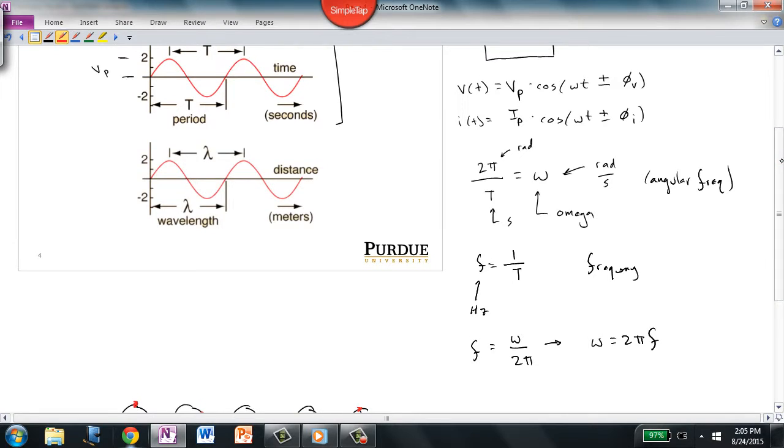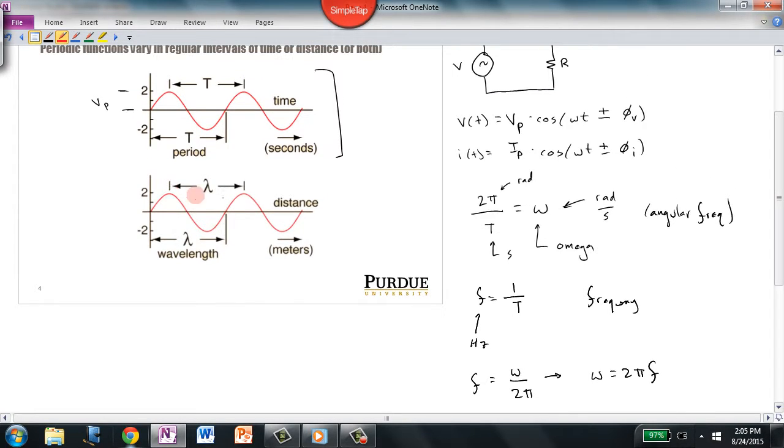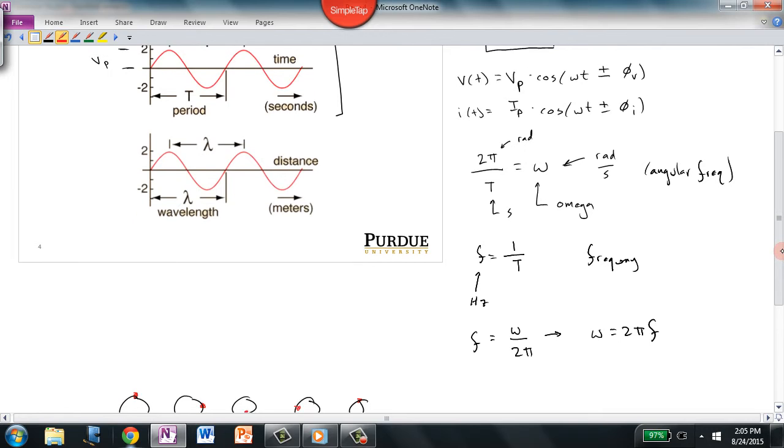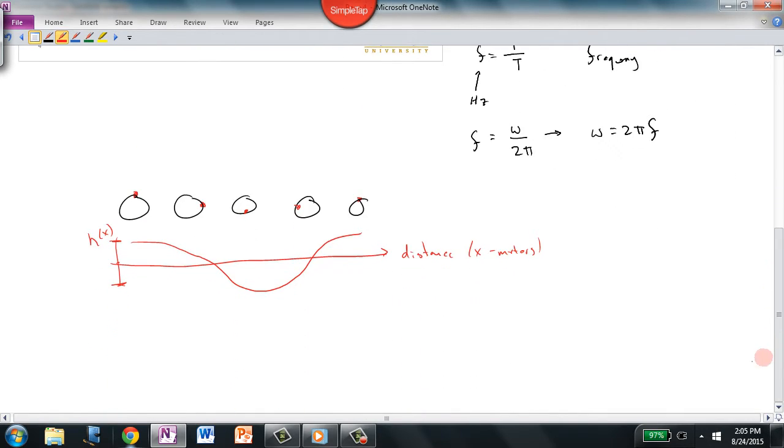And much like the period is the space between peaks of a time harmonic function, wavelength is the distance between two peaks in a distance dependent function. And the cosine function that we would write for that is h of x, the height of that point on the bicycle wheel, is whatever the peak height is, times the cosine of beta times x.